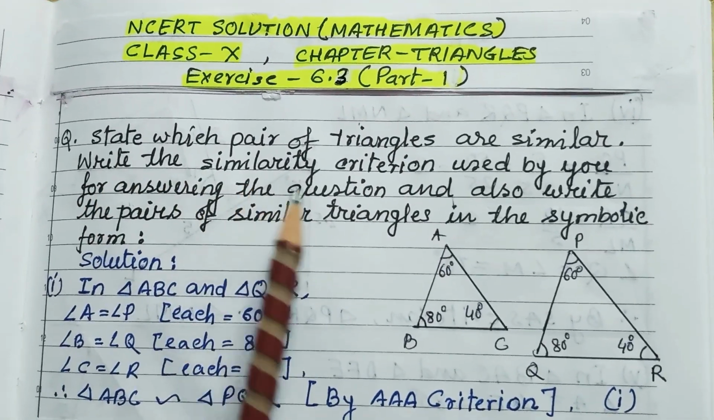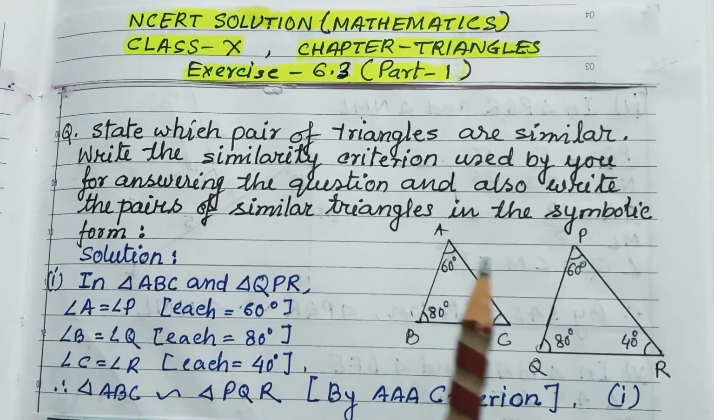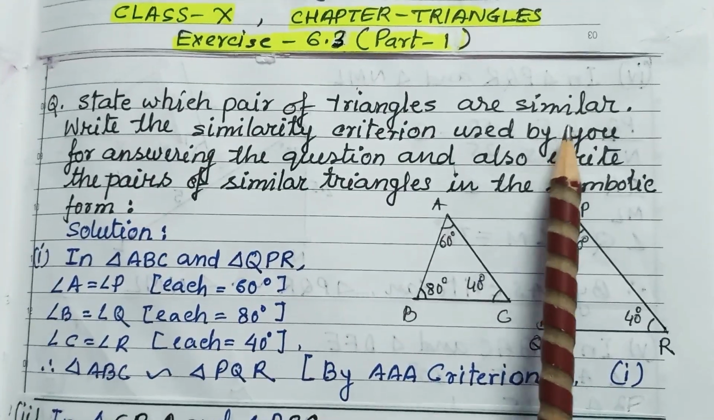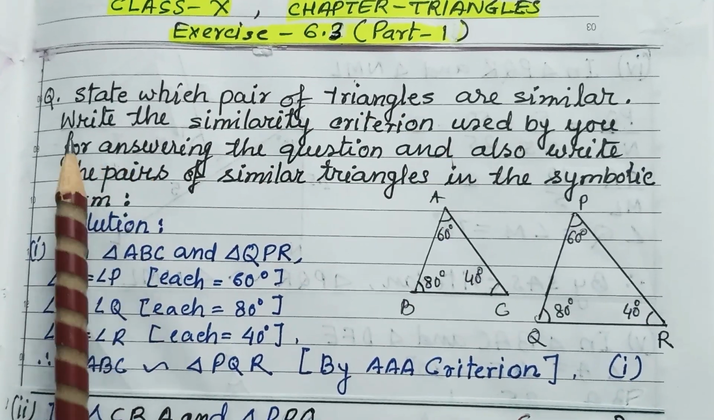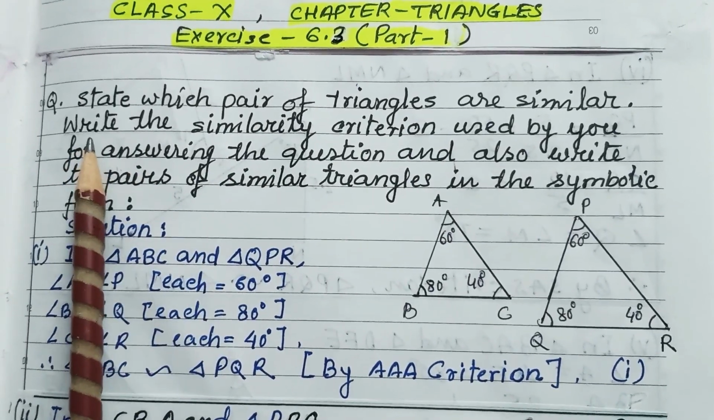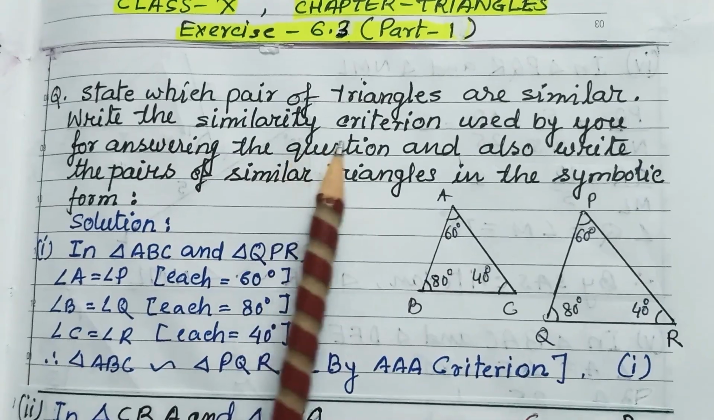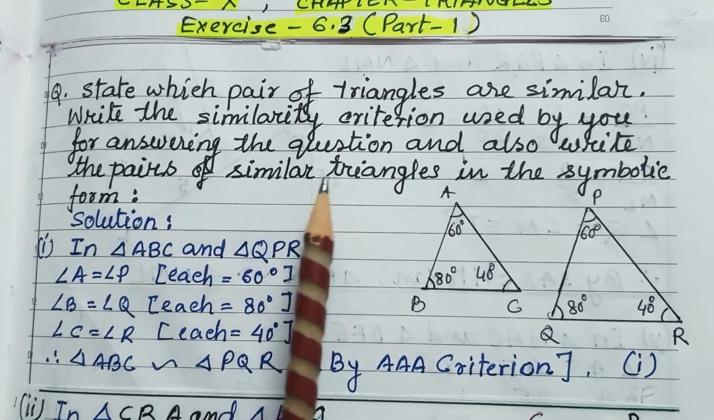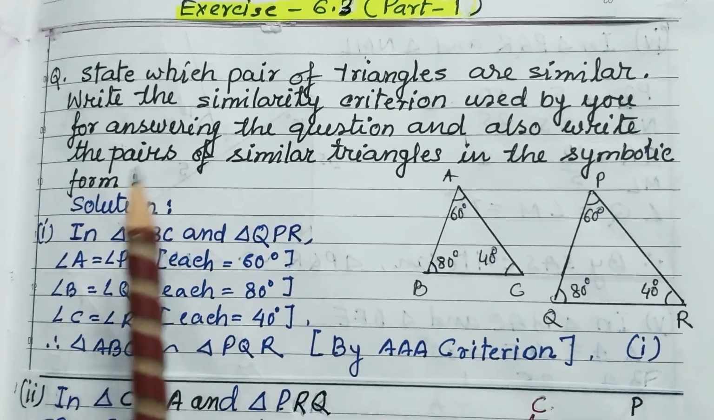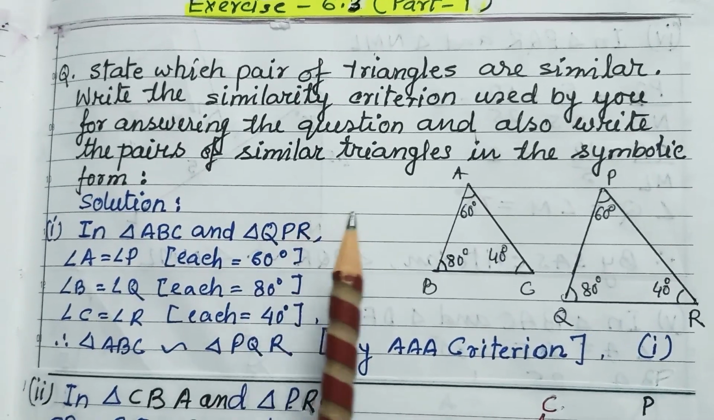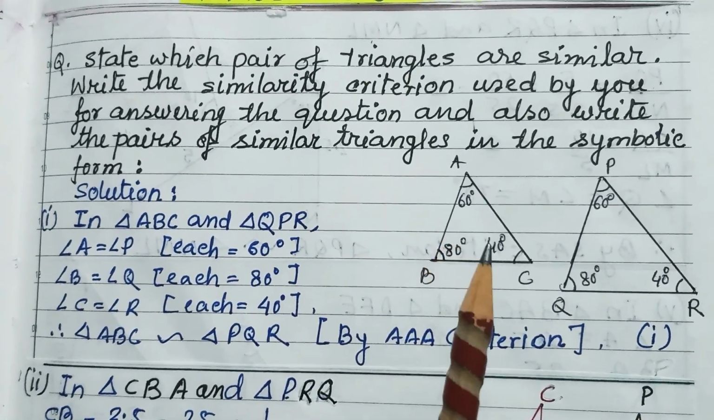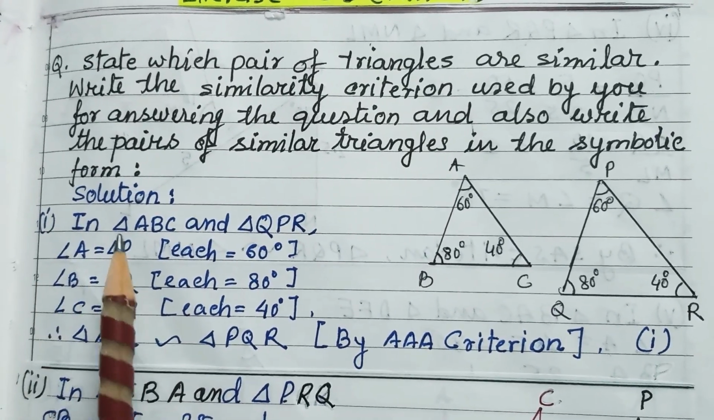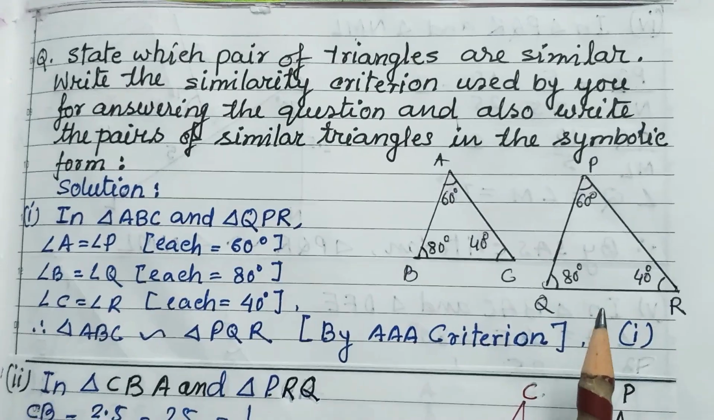State which pair of triangles are similar. Already similar triangle criteria I have explained in the first chapter. In that video you must see once. Write the similarity criterion used by you for answering the question and also write the pairs of similar triangles in symbolic form.